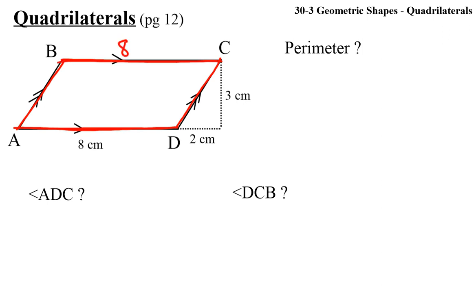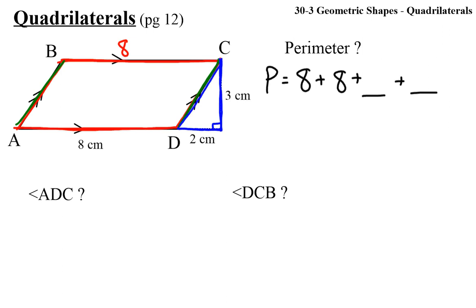But perimeter is always a total of all the sides. So we have 8 plus 8 plus something plus something. We need to know what these somethings are. Does anyone know what to do to get those somethings? Well, this little triangle here is really helpful, because what kind of triangle do we have? When we take a look at that, we end up with a right triangle. We can see a right triangle.